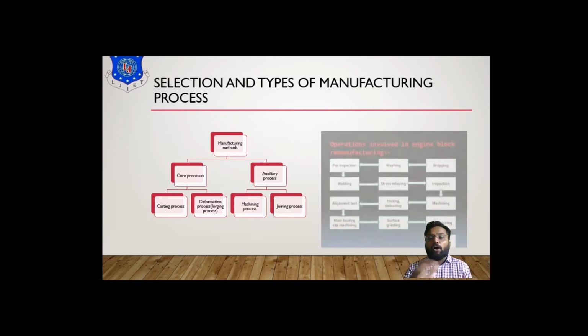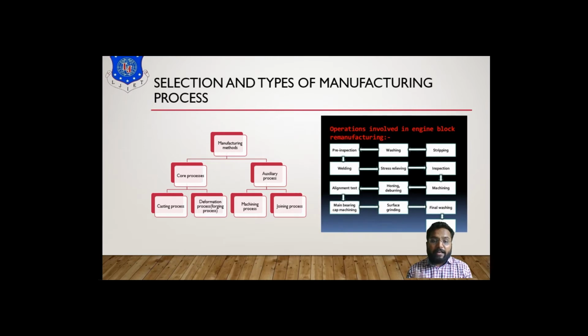Let's take an example of our cylinder body, or you can say cylinder head or engine block, for remanufacturing. If I am finding any kind of problem in my existing cylinder block, I will inspect it, then I will strip it, meaning I will remove each and every component from it. Then I will wash it, then inspect it to see whether any problem is there or not. Then depending on that, if we are required to weld something, we will have welding. Then, because stress concentration will be there from welding, we will have stress relieving.